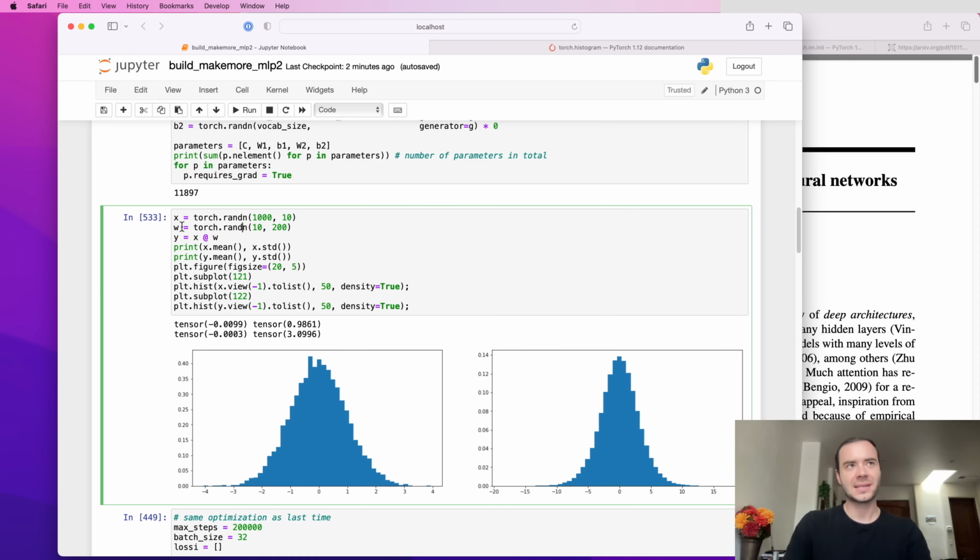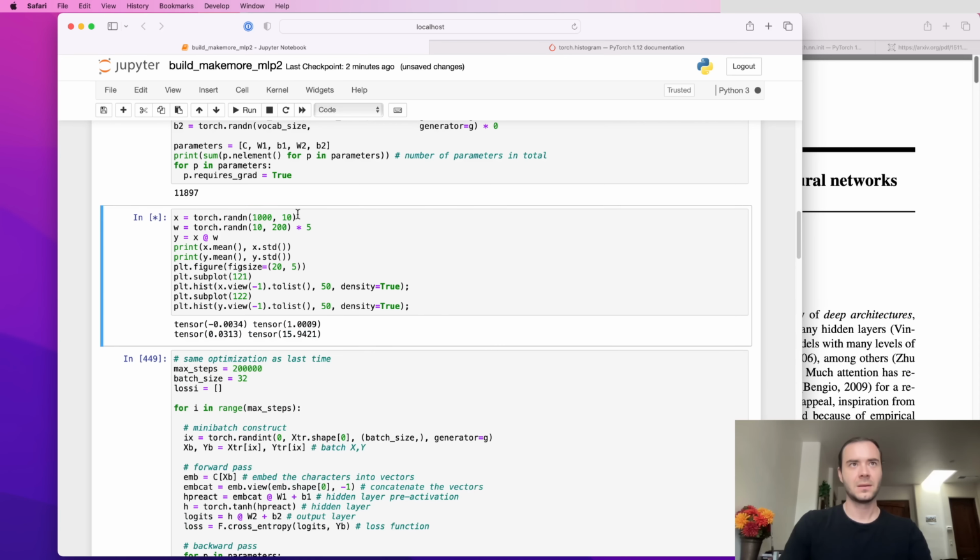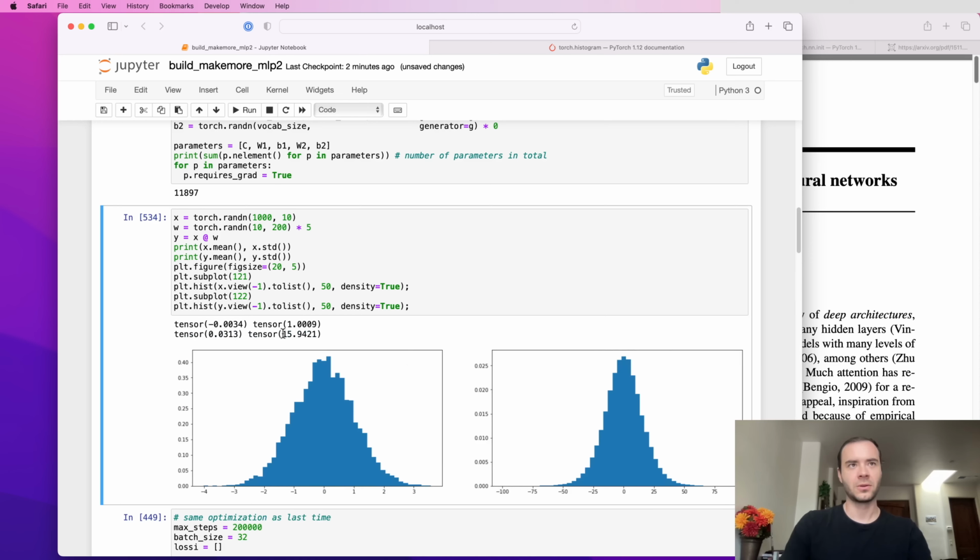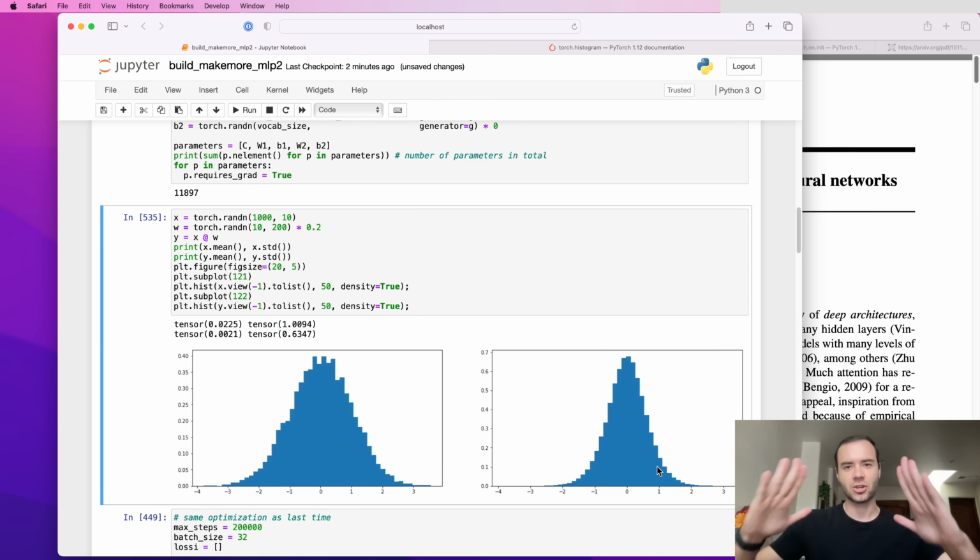And so the question is, how do we scale these W's to preserve this distribution, to remain a Gaussian? Intuitively, if I multiply these elements of W by a larger number, like say by 5, then this Gaussian grows and grows in standard deviation. So now we're at 15. So basically these numbers in the output Y take on more and more extreme values. But if we scale it down, like say 0.2, then conversely, this Gaussian is getting smaller and smaller, and it's shrinking. And you can see that the standard deviation is 0.6.